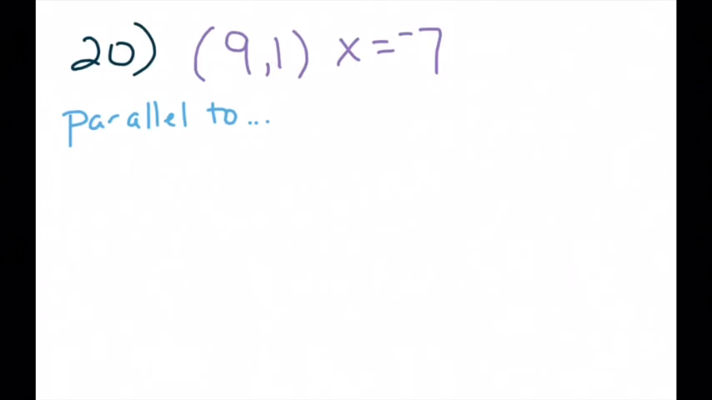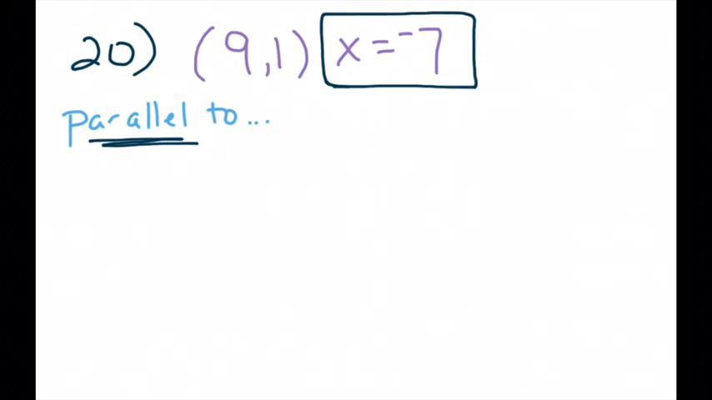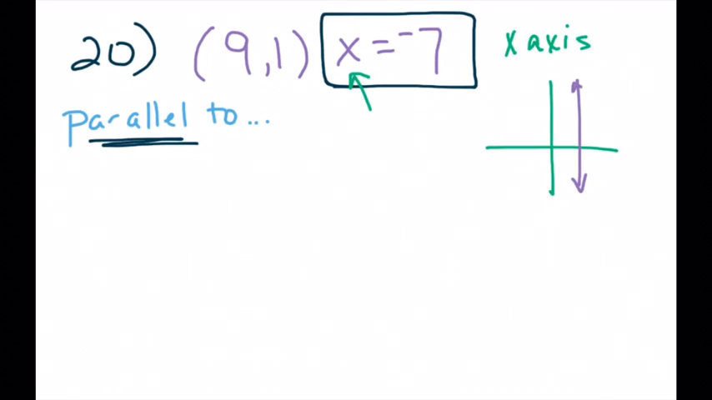Okay, for number 20, we have to write the equation of a line that is parallel to the line x equals negative 7. So the first thing we need to do is figure out what kind of line this is. Since there's only an x, that means it goes through the x-axis. And so if you think about what that looks like, it's going to be vertical. So it's going to go through the x-axis at negative 7. So if you come over here to negative 7, that's what that looks like.